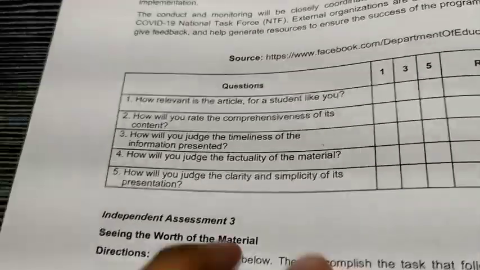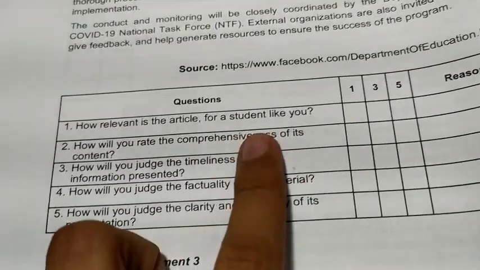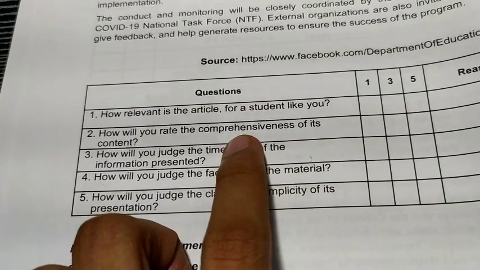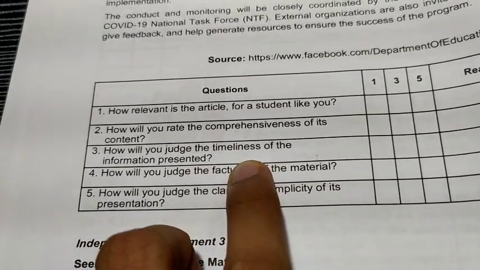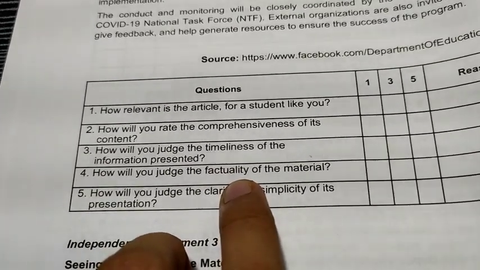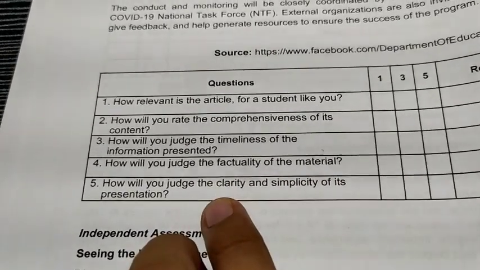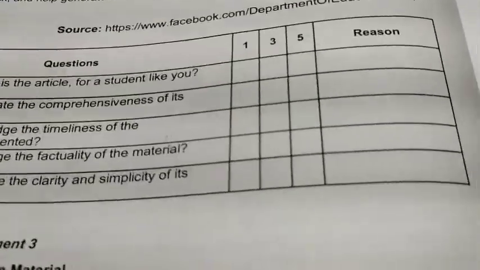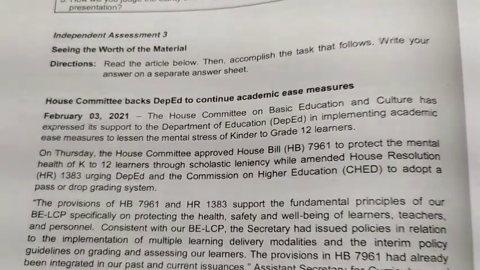When you say relevant, is it related for you as a student? Or is it comprehensive? Is it really full of details, complete details? Then how will you judge the timeliness? Is it relevant up until nowadays? How will you judge the factuality of the material? Is it pure facts or opinionated? Then the clarity, is it organized or not? Then you will have to state the reason based on what you have read.